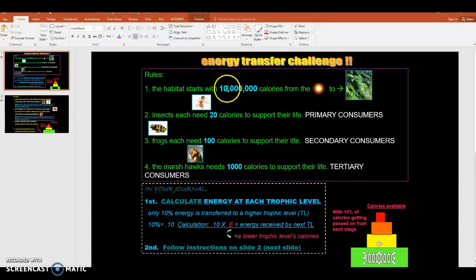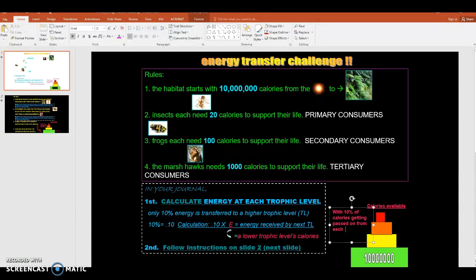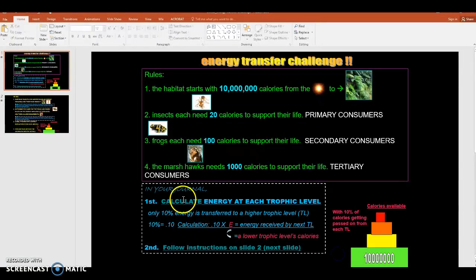Based on the original 10 million calories down here at the producer level, we now have to calculate energy at each other trophic level. How will we do that? It says 10% of calories is getting passed on from each, and we'll put TL for trophic level. So this is the first trophic level, and 10% of calories are going to get transferred to the next trophic level. To figure that out, we have to look at this right here.